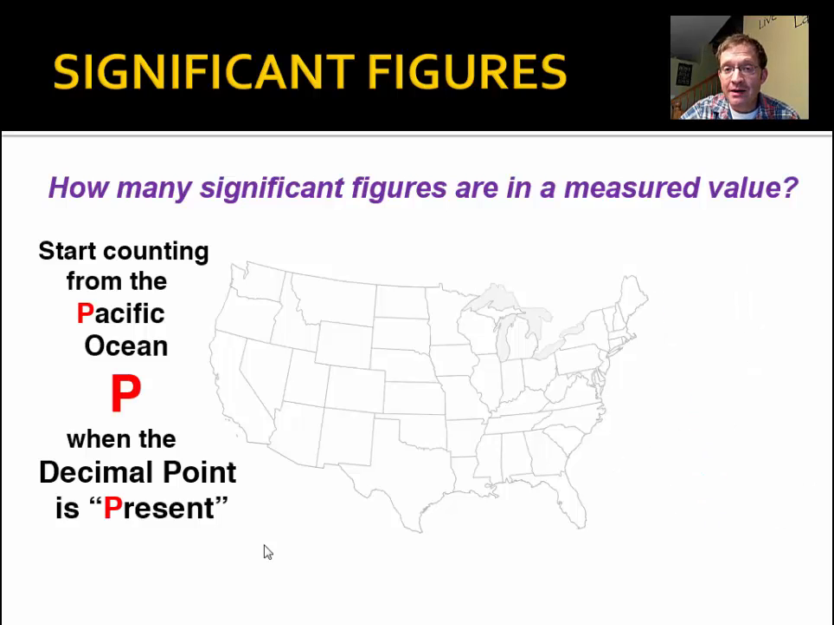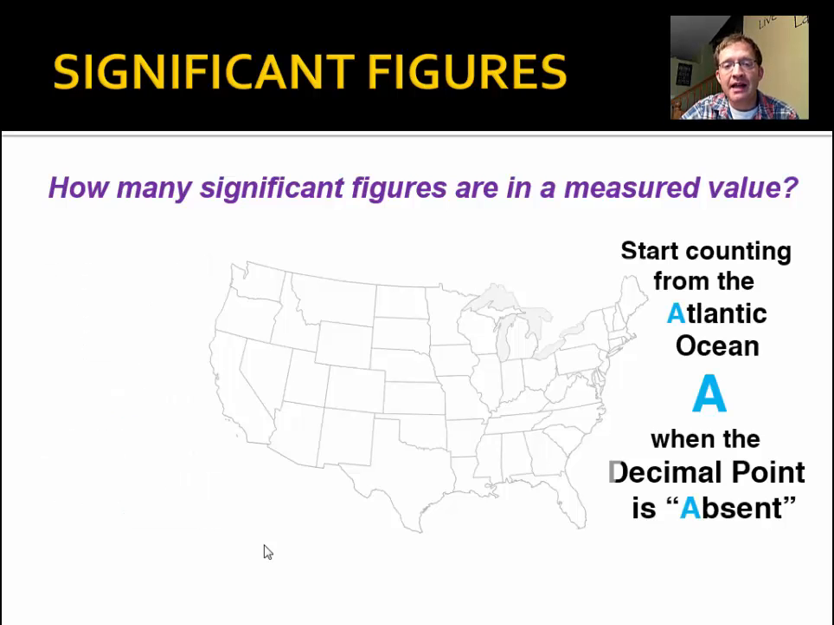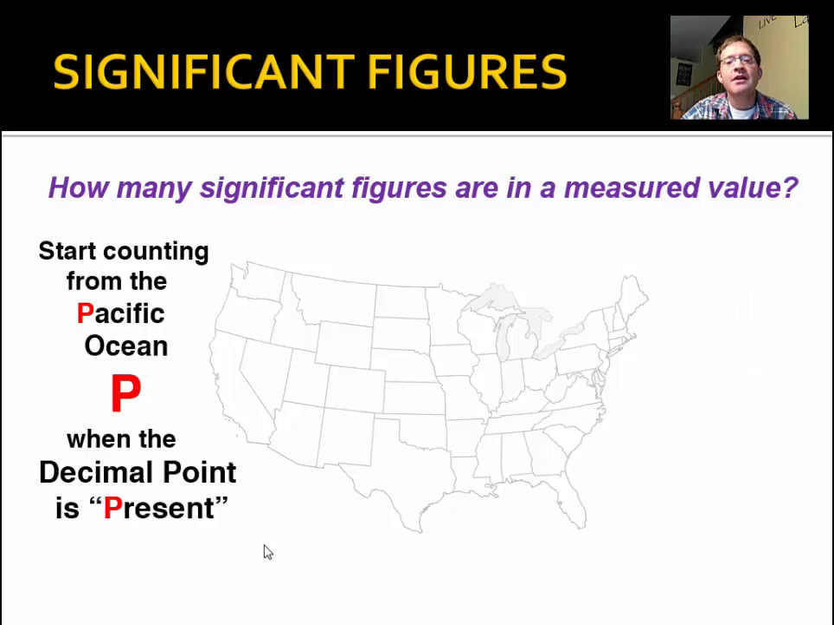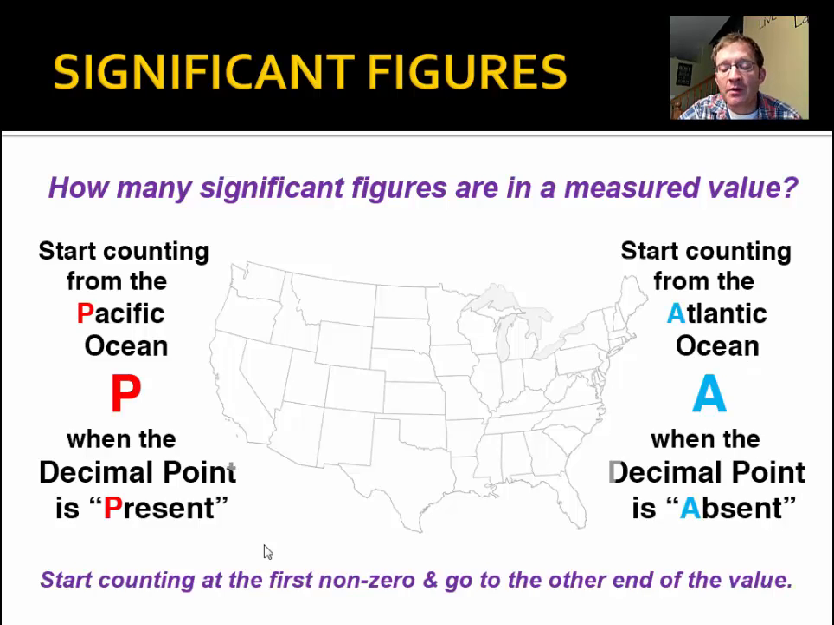If there's a decimal point present and showing in the number, actually written there in print, then you'll start counting from the present or the Pacific side of the value. Start counting from the left. And I'll show you some examples to kind of make sense of this. But when it's present, you start from the Pacific side of the number on the left. And when that decimal point is absent, you start from the Atlantic side on the right side of the value. So let's look at some examples. And when you get started counting, then you'll see what we come up with for answers in the process.